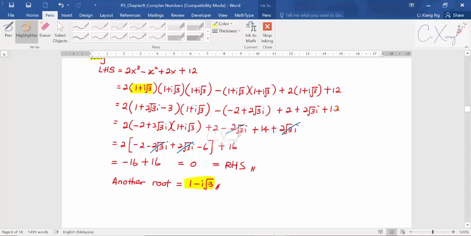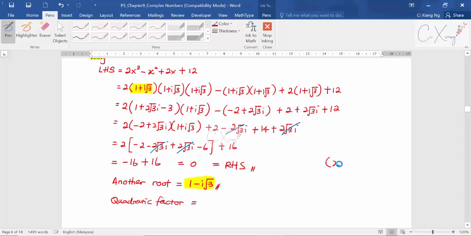Okay, so how to do the long division? And how to form the quadratic factor? Because you already have two roots here, you can form a quadratic equation to apply in the long division. So maybe you can write it out like this. I want to get the quadratic factor.